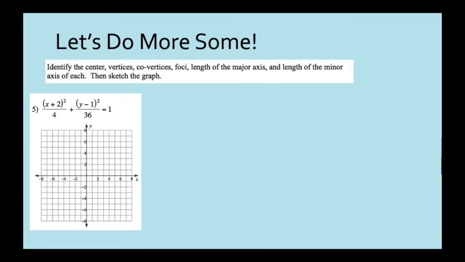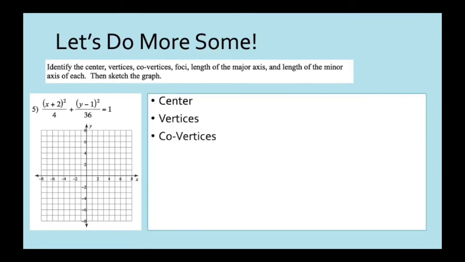Let's do one. We're going to find the same information and graph it. We're going to find the center, vertices, co-vertices, foci, length of the major axis, and length of the minor axis. Our center has now shifted. It's at these values right here. It's always the opposite of each of them.